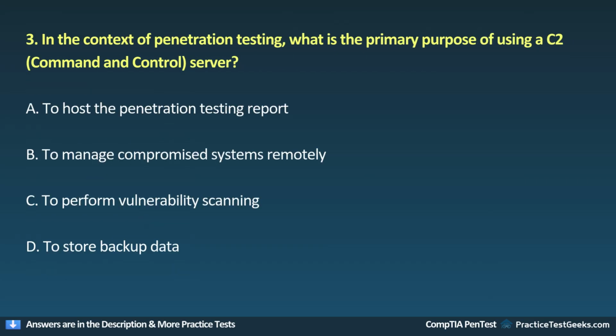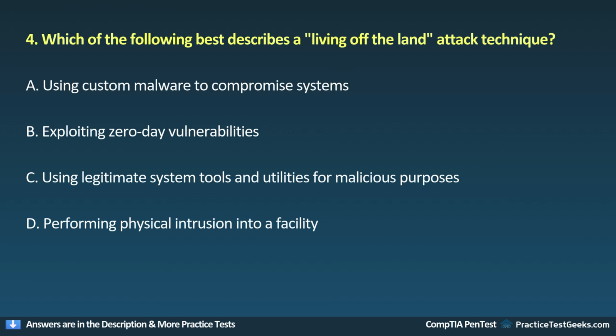3. In the context of penetration testing, what is the primary purpose of using a C2 command and control server? A. To host the penetration testing report. B. To manage compromised systems remotely. C. To perform vulnerability scanning. D. To store backup data.